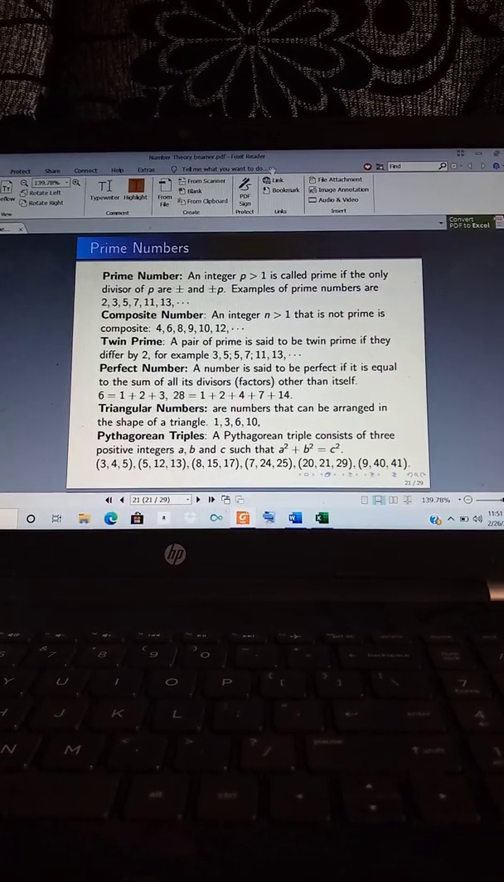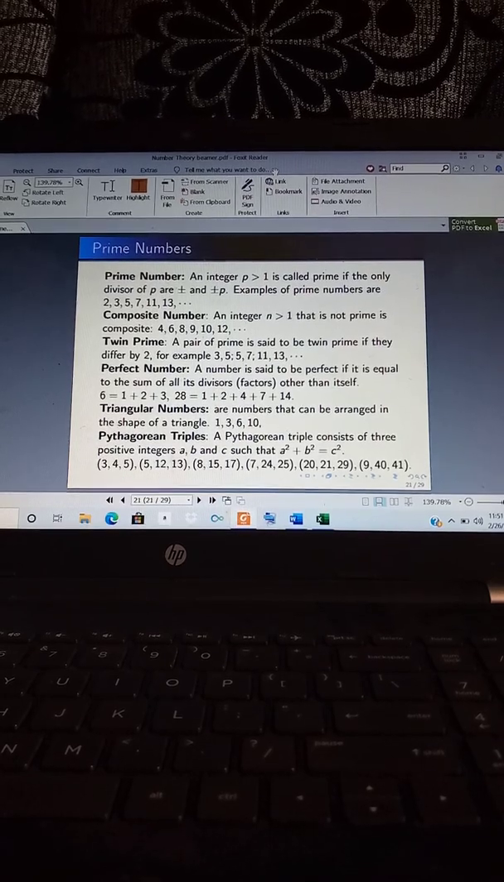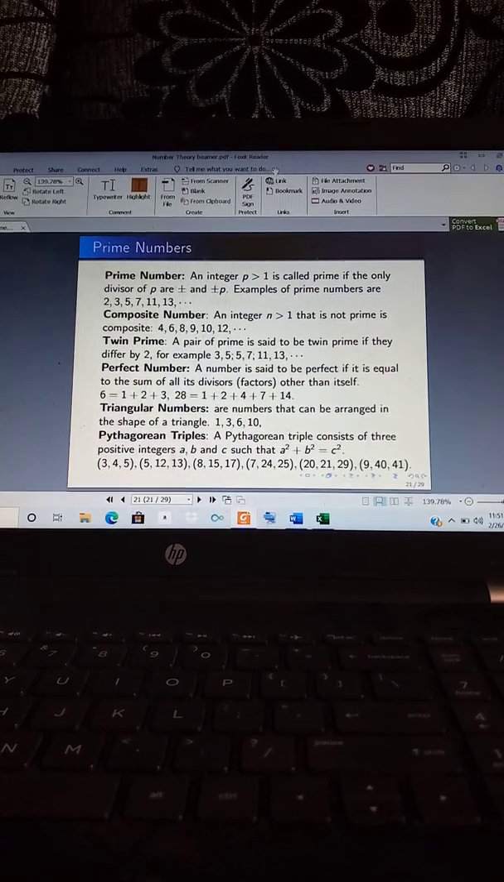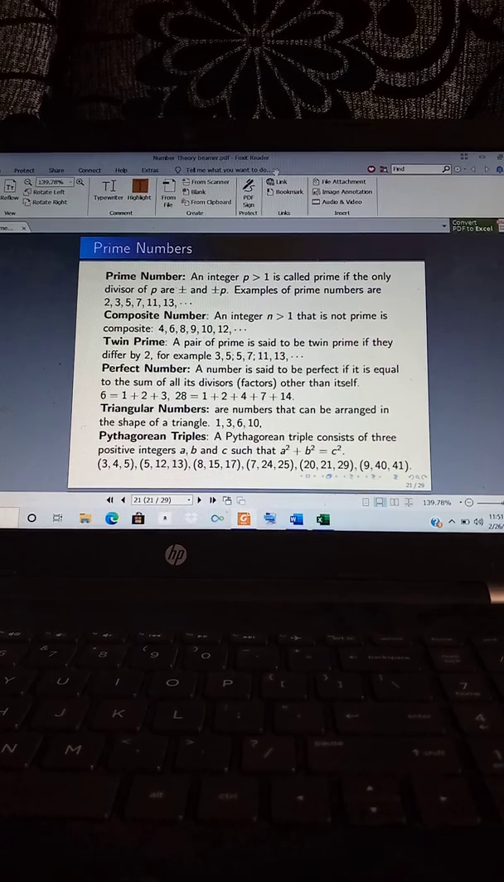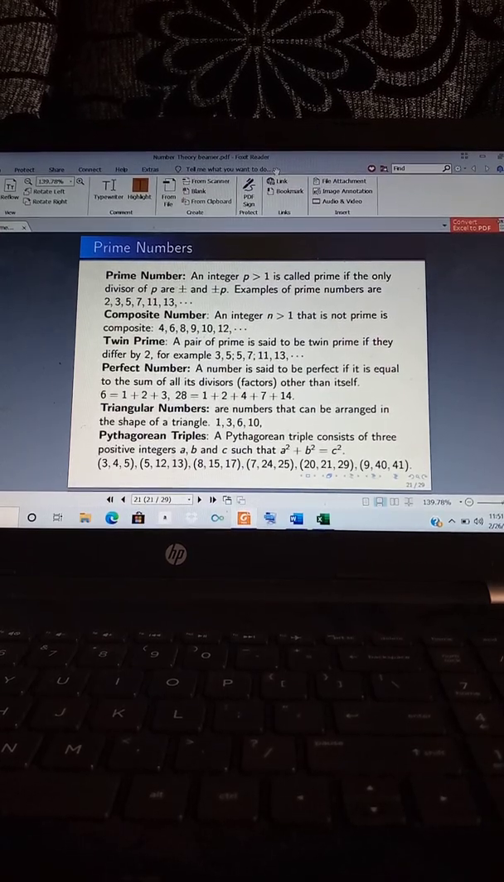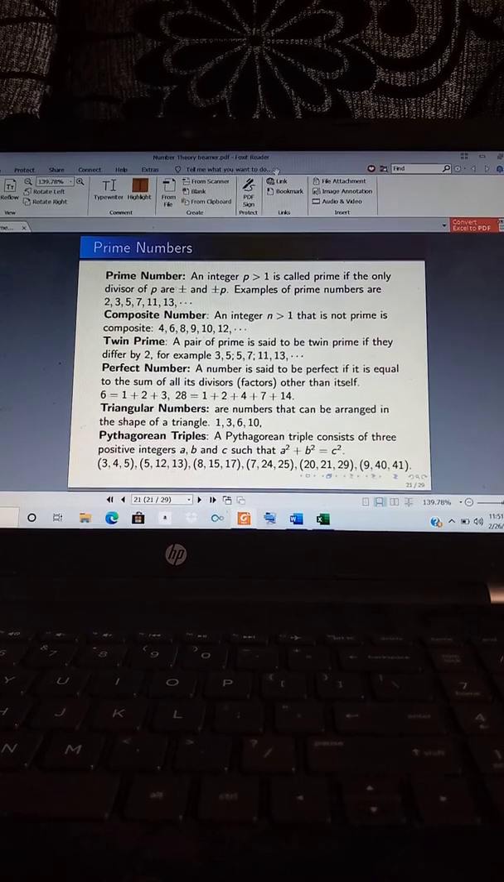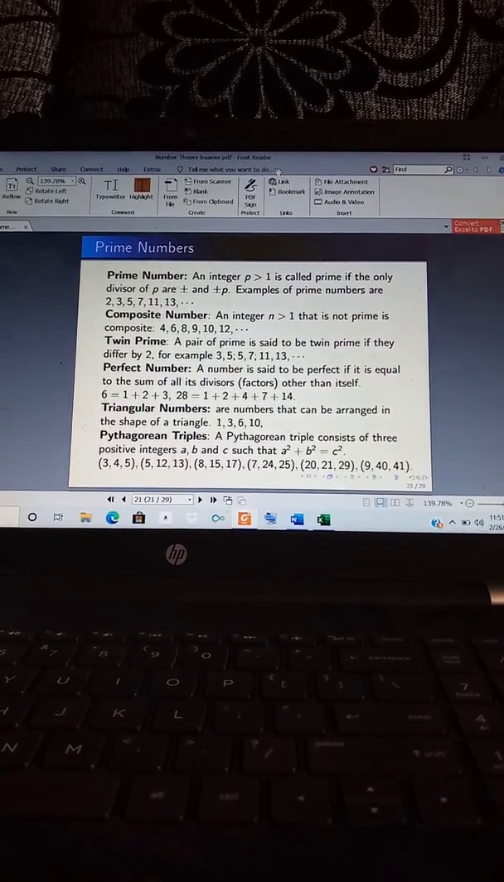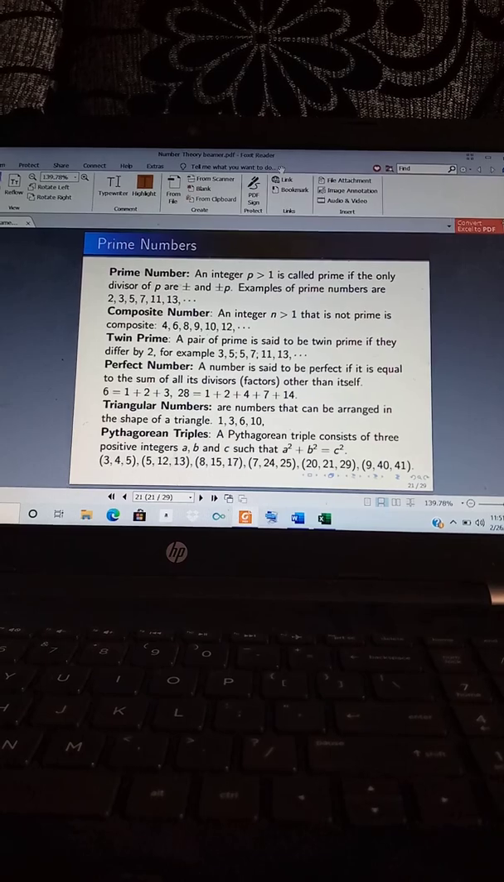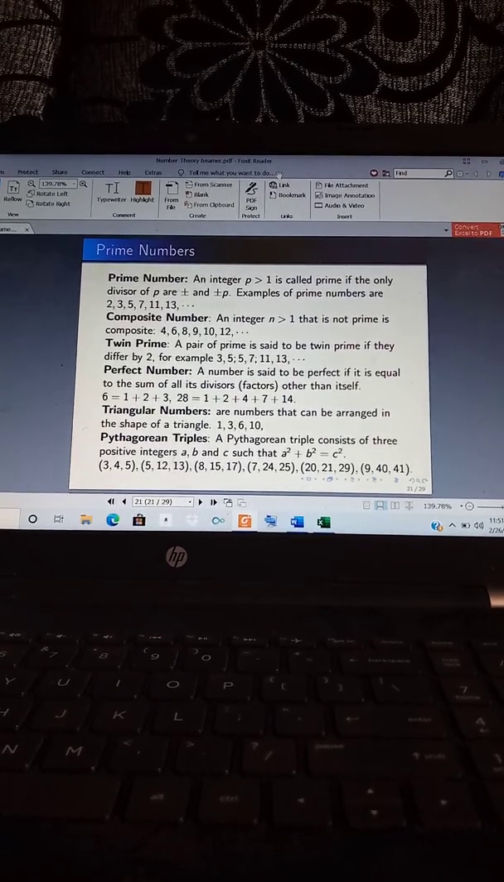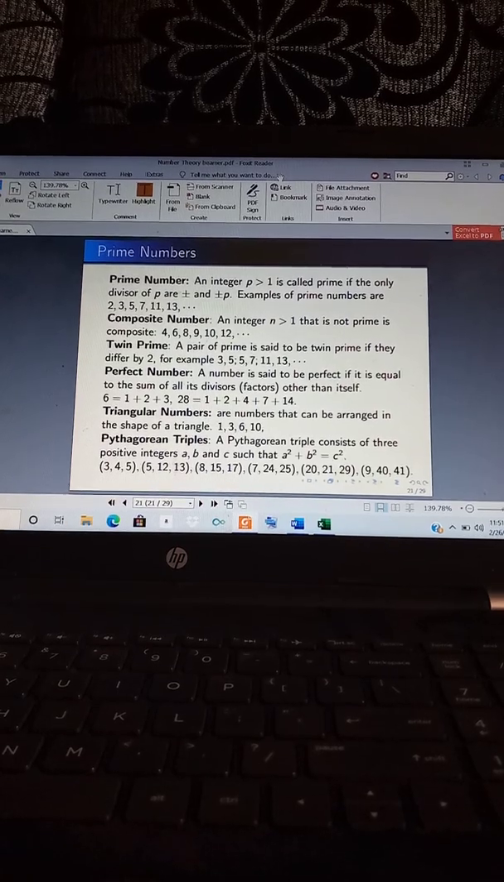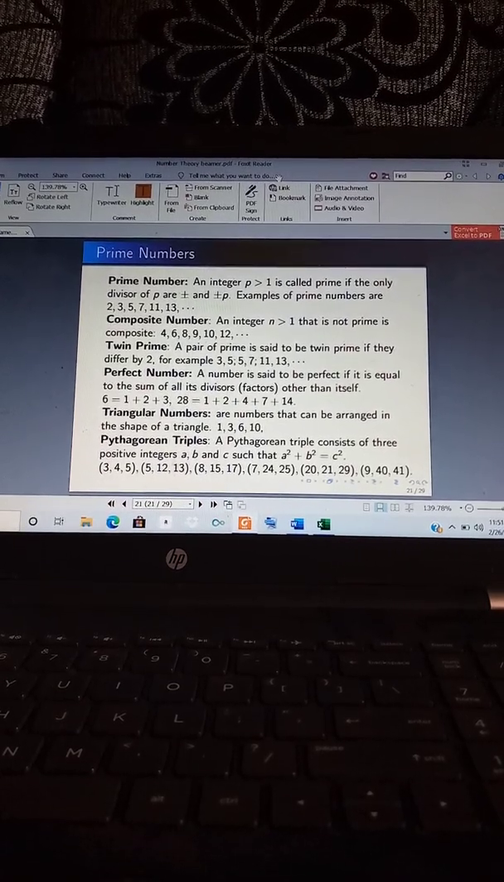Composite number. An integer n greater than 1 that is not prime is called a composite number. 4, 6, 8, 9, 10, 12, 14, 15, 16, 18, 20 are examples of composite numbers. Twin prime. A pair of primes is said to be twin prime if they differ by 2. For example, 3 and 5, 5 and 7, 11 and 13, 17 and 19. These are examples of twin primes.